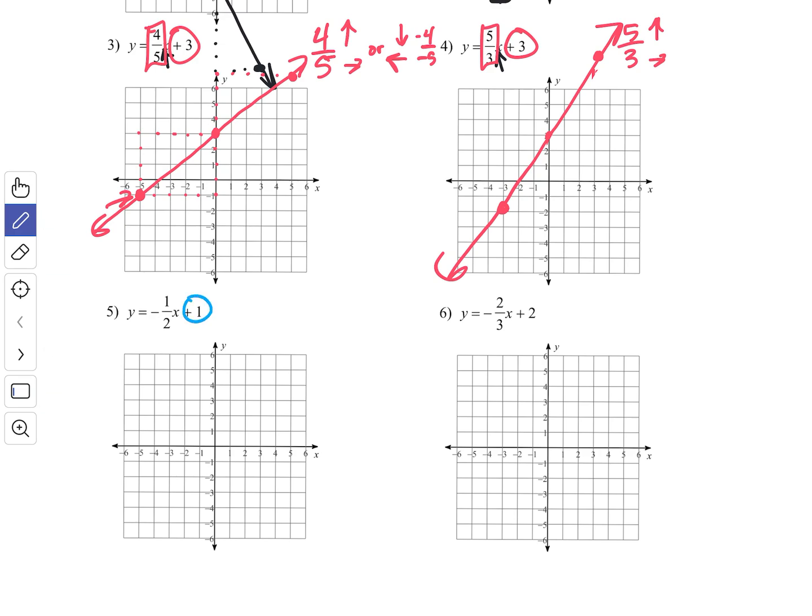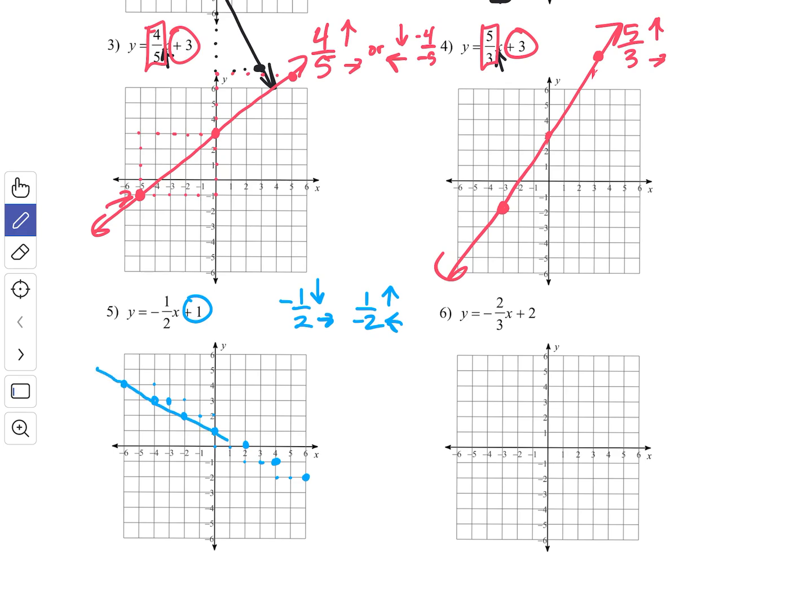All right, 5 and 6. Positive 1 for my y-intercept. Slope of -1 over 2 or 1 over -2, same thing. So down and to the right, or up and to the left, which is the same process. If I went down 1 to the right 2, we'd look like this. If I went up 1 and to the left 2, it would look like this. Oops.